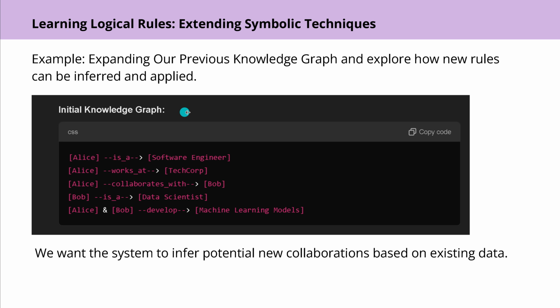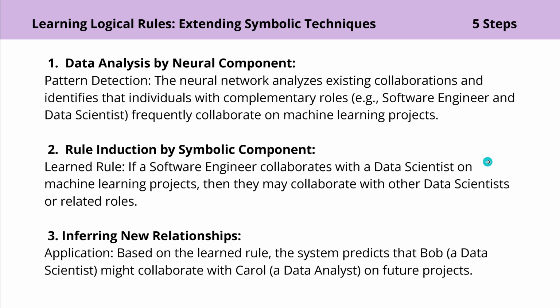So our initial knowledge graph might be this one. Alice is a software engineer. Alice works at a technology corporation. Alice collaborates with Bob. Bob is a data scientist, and Alice and Bob develop machine learning models. And now we want the system to infer potential new collaborations based on existing data. So there are 5 easy steps.